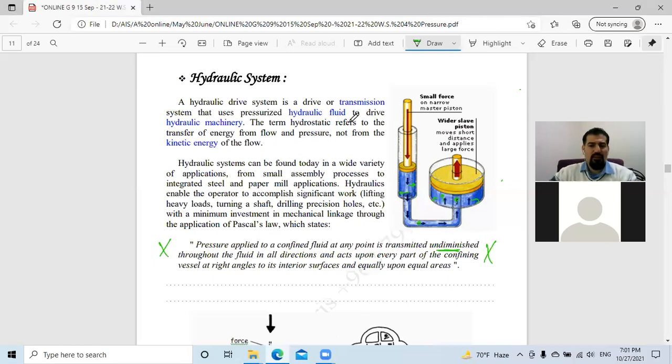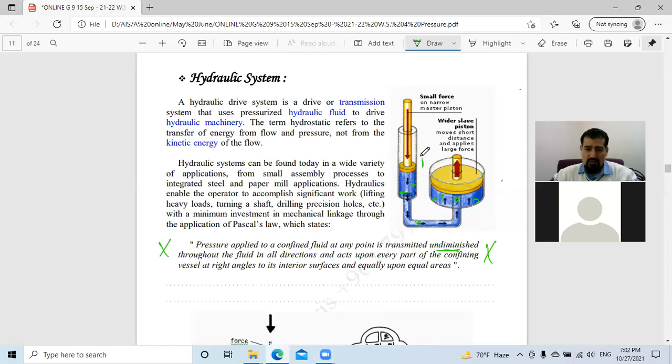Okay, bismillah. So in any hydraulic system, we have two pistons, okay? And each piston has what? A different surface area. So we can use the small one to create a pressure on it, and this pressure will be equal on all parts inside this fluid.